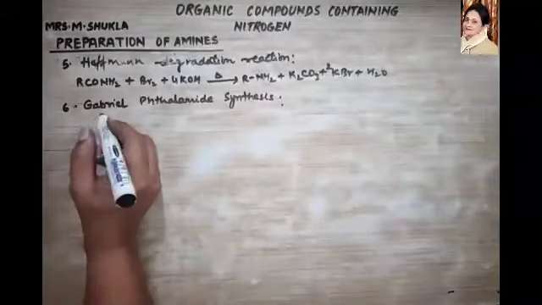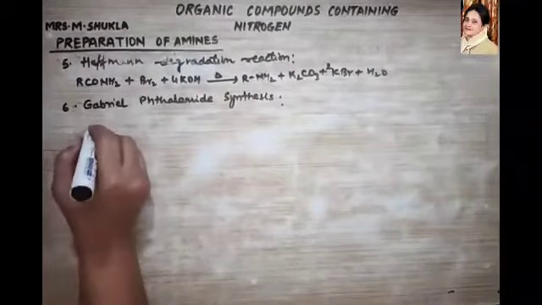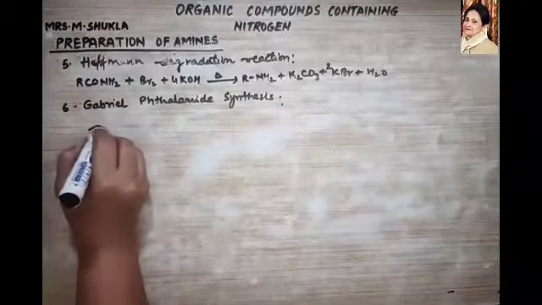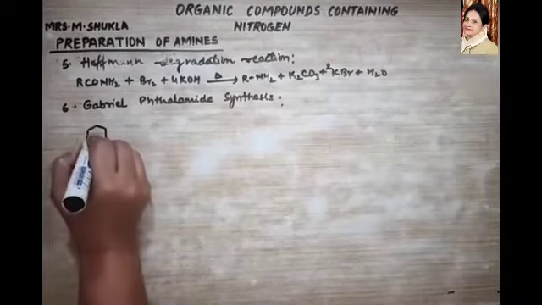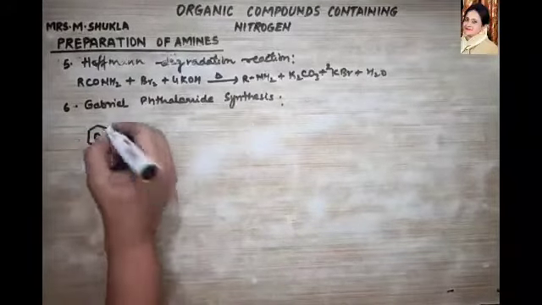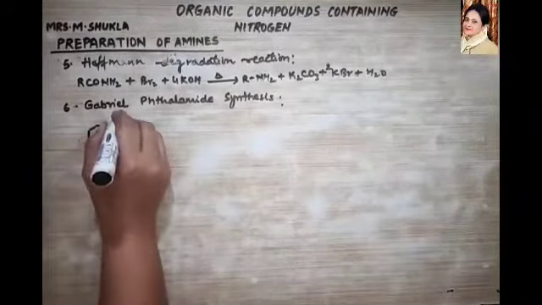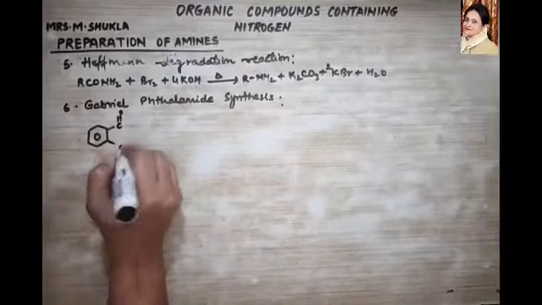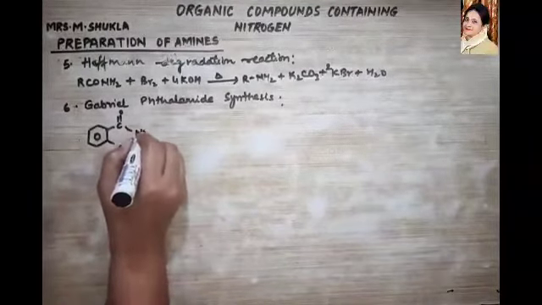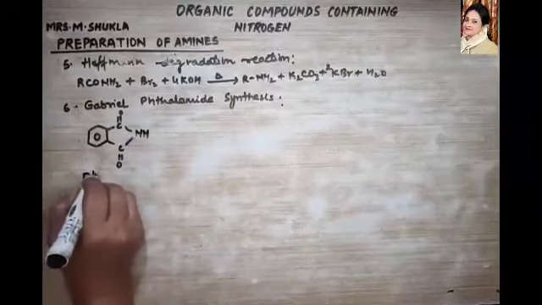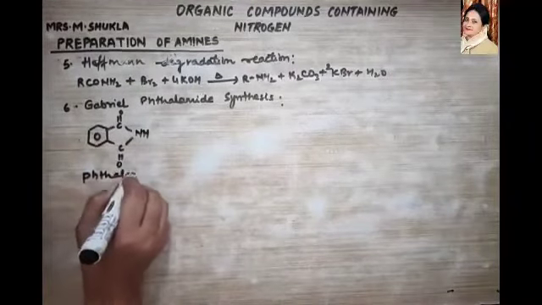So let us look at this. We pay attention to the reaction that I am writing over here. So firstly, let us understand what is the formula of phthalimide. C double bond O, NH. What is this? This is your phthalimide.